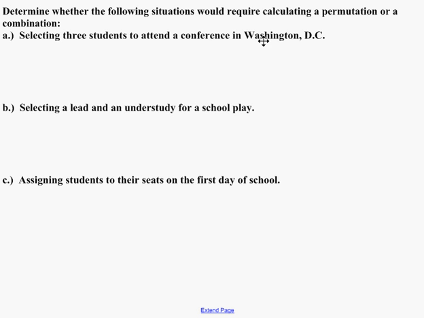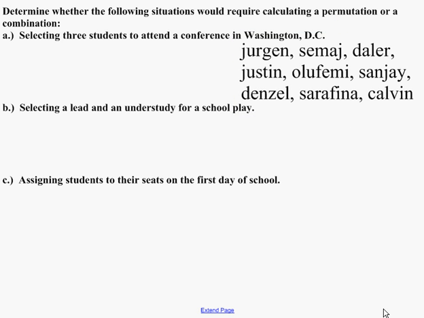It says, determine whether the following situations would require calculating a permutation or a combination. Take a minute to think about it. Okay, I hope you thought about it. So for the first one, it says selecting 3 students to attend a conference in Washington, D.C. So let's just say these are the students you have to choose from: Jurgen, Samaj, Daler, Justin, Olufemi, Sanjay, Denzel, Serafina, and Calvin.